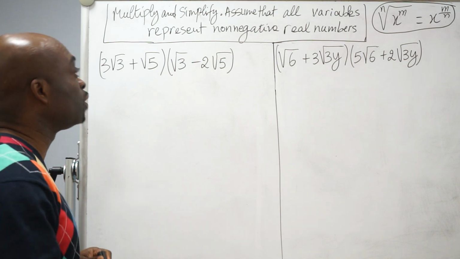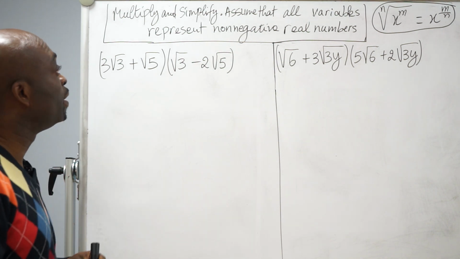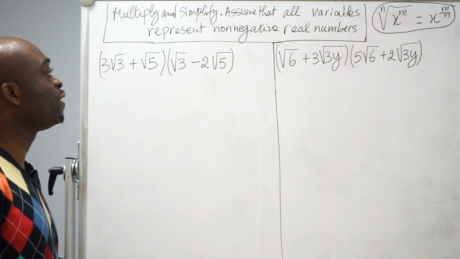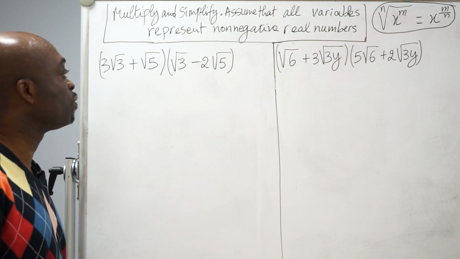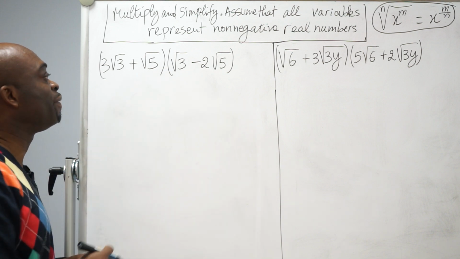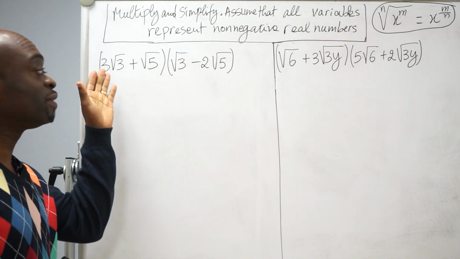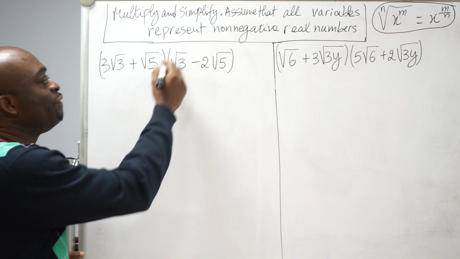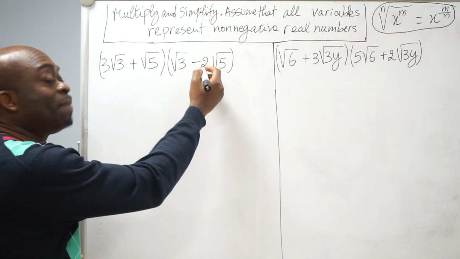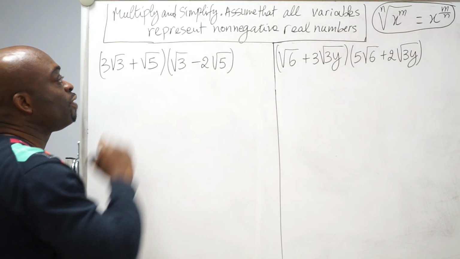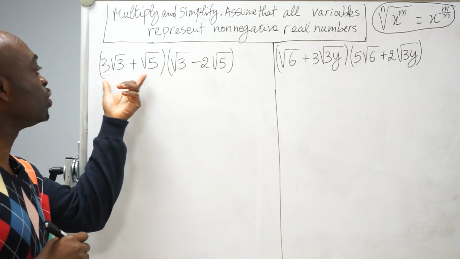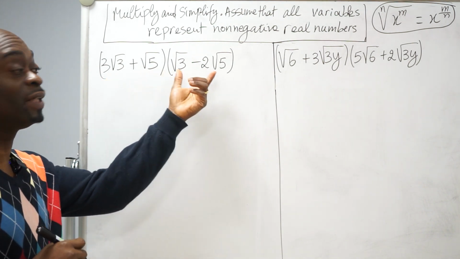Guys, so we continue to multiply and simplify these radicals with non-negative real numbers. So that's what we're doing here. So we take the first problem here, which is 3 square root of 3 plus square root of 5 times square root of 3 minus 2 times square root of 5. Okay? So we have an expression here, two terms here, and then two terms here.